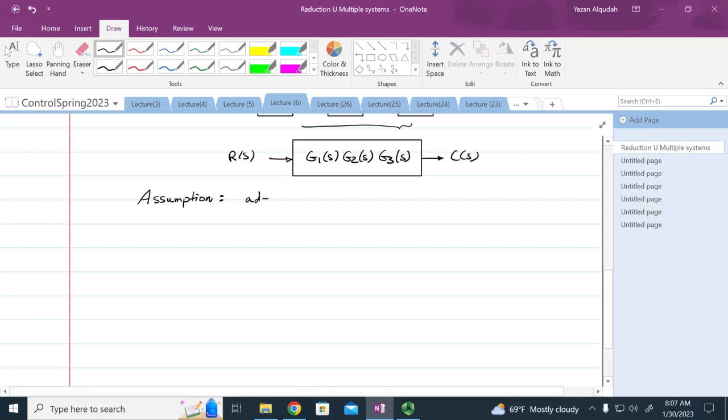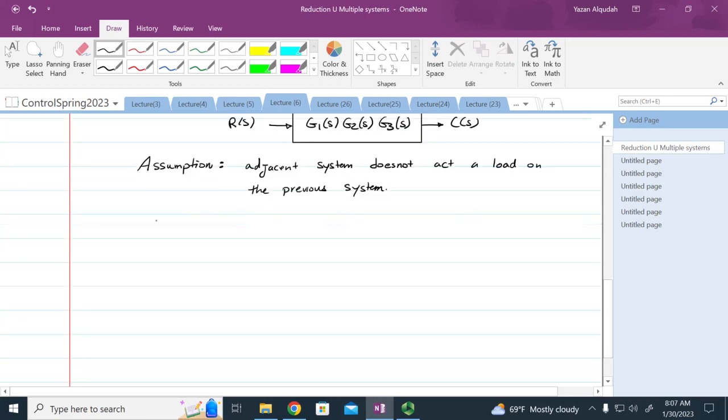So the assumption is that the adjacent system or block does not act as a load on the previous system. What does this mean? Let's look at an example and see what it means.